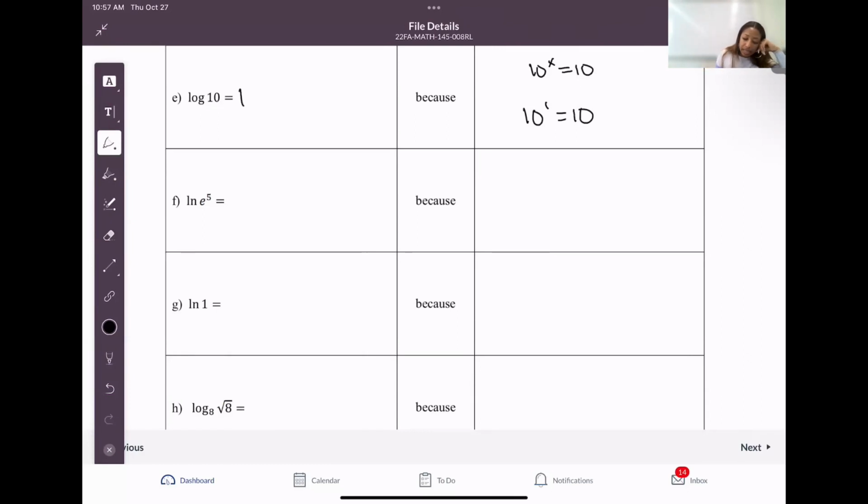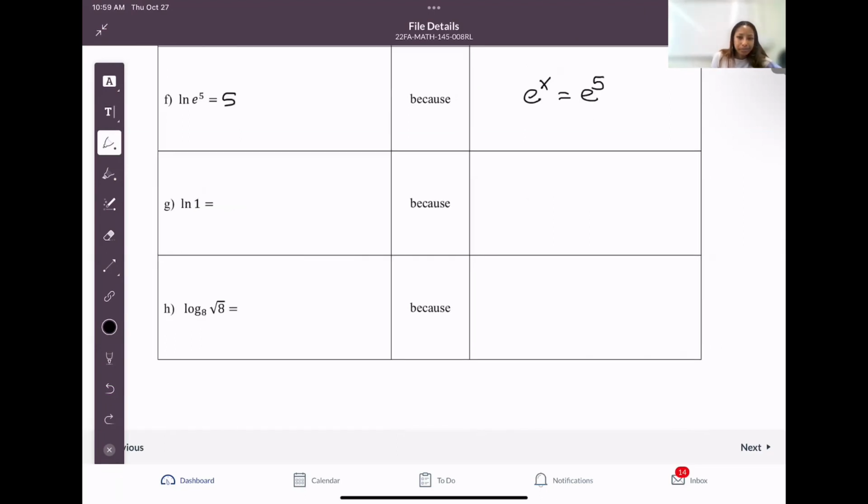All right, ln of e to the 5th equals what? So ln tells us we're raising e to some power, and we want it to equal e to the 5th. Well, this one's solved for us. In order for us to get a 5 for the exponent, we have to make the exponent 5. So ln of e to the 5 is 5. This one's nice. If you have ln of e to some power, the answer is always going to be that power.